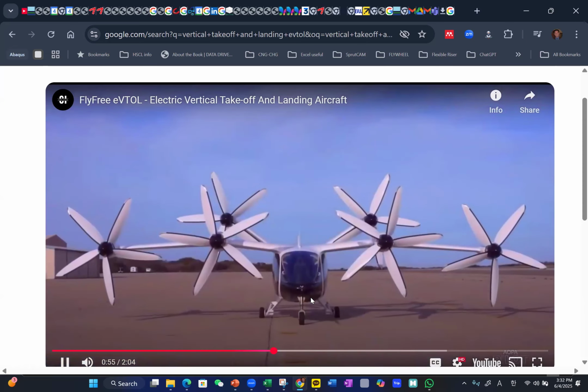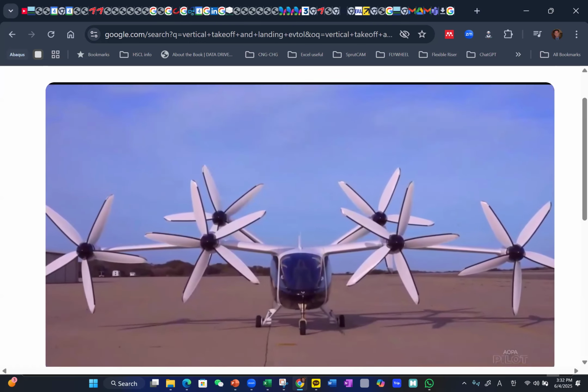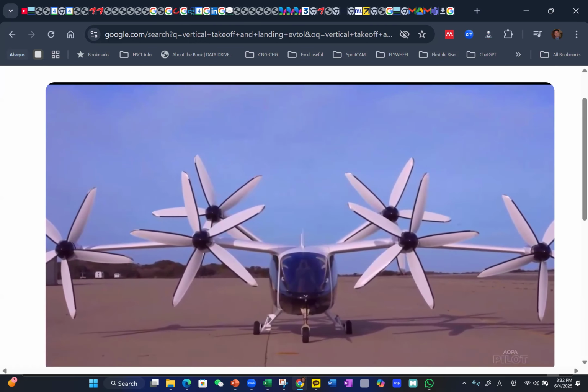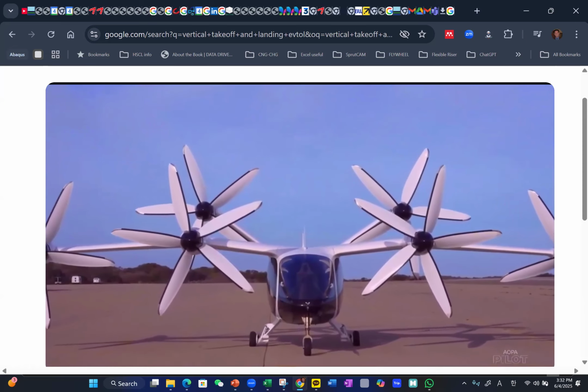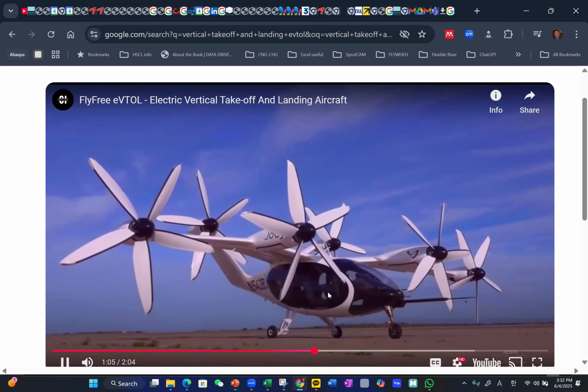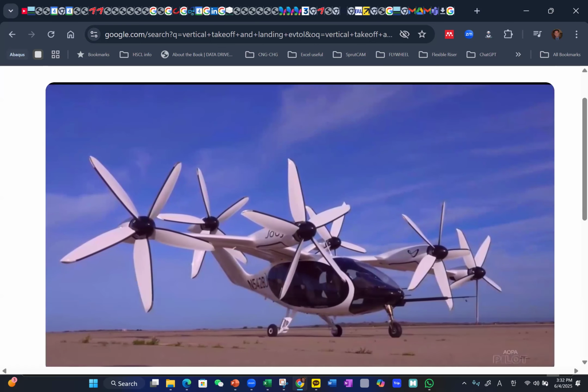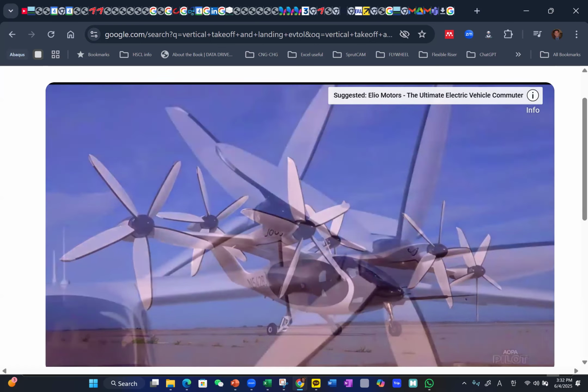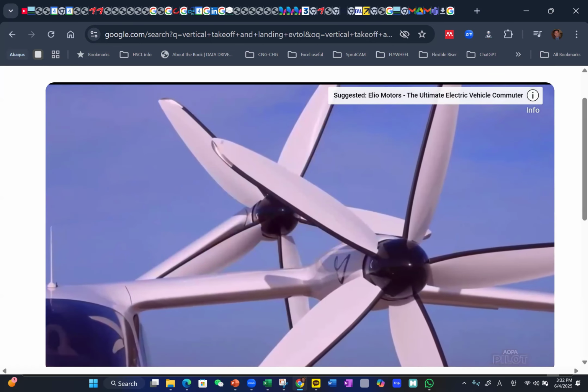While also reducing the cost of operation compared to traditional manned aircraft. Overall, the Fly-Free eVTOL represents a new era in urban air mobility, offering a sustainable and efficient way to transport people and goods in crowded cities.